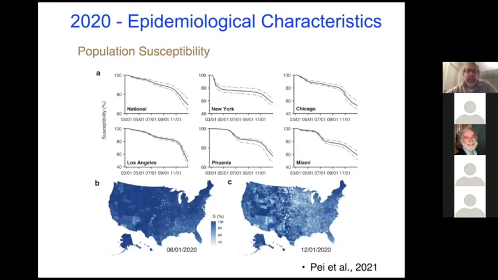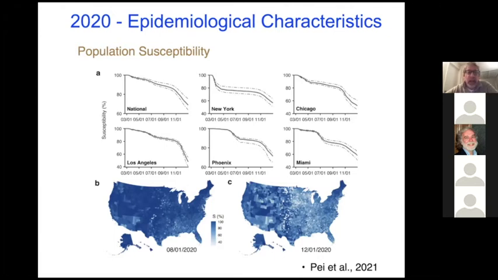You can again see different time courses for the different metropolitan areas that we're highlighting. You can see how Los Angeles was particularly ravaged at the end of the year in November and December as the outbreak took off, so much so that it was under 50% of the population remaining susceptible by the end of 2020. You can also see in the maps the estimates on August 1st and December 1st at a county scale within our model estimates.